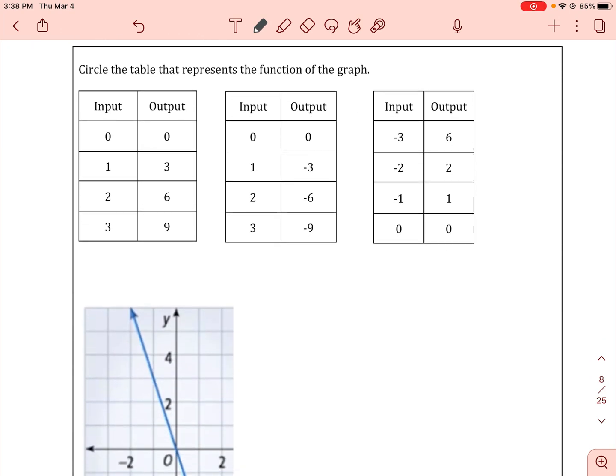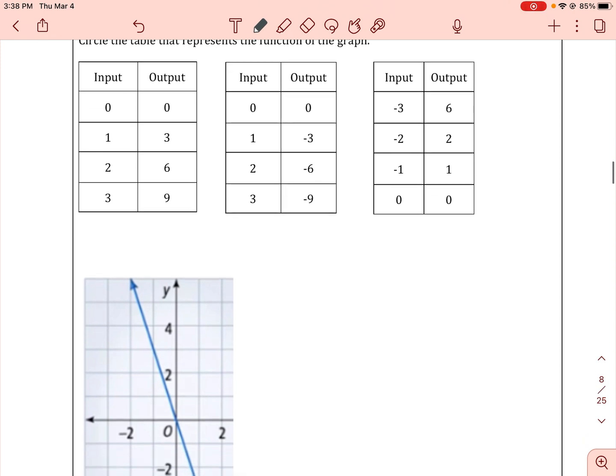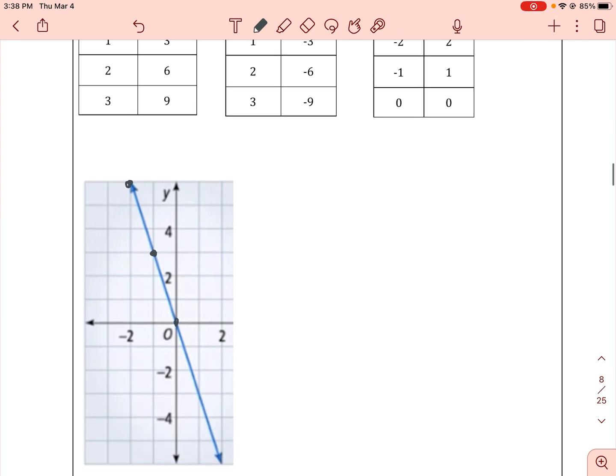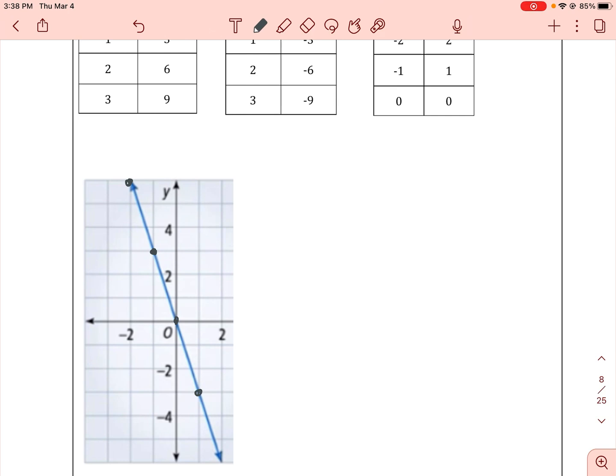Now, circle the table that represents the function of the graph. So I'm going to look at the graph, and I'm going to pick out my points that cross the graph in nice spots. And this has the coordinates -2, 6, -1, 3, 0, 0, 1, -3, 2, -6.